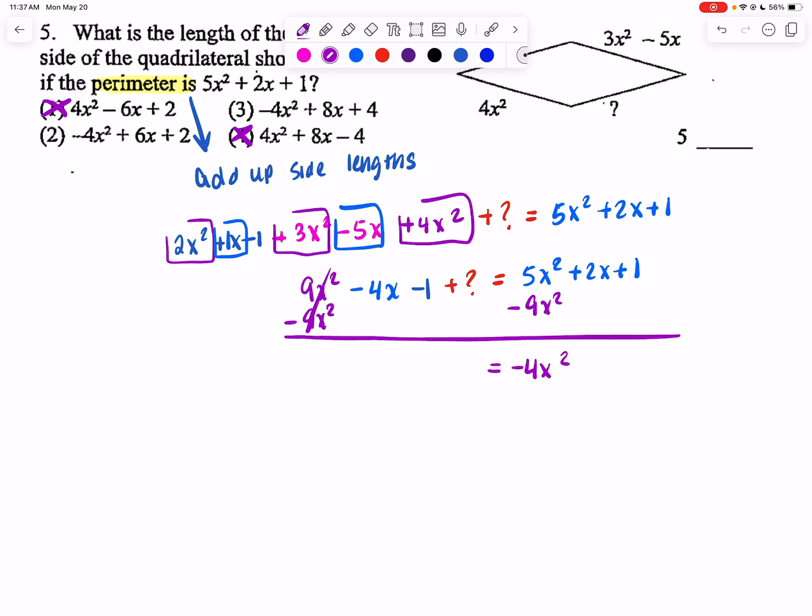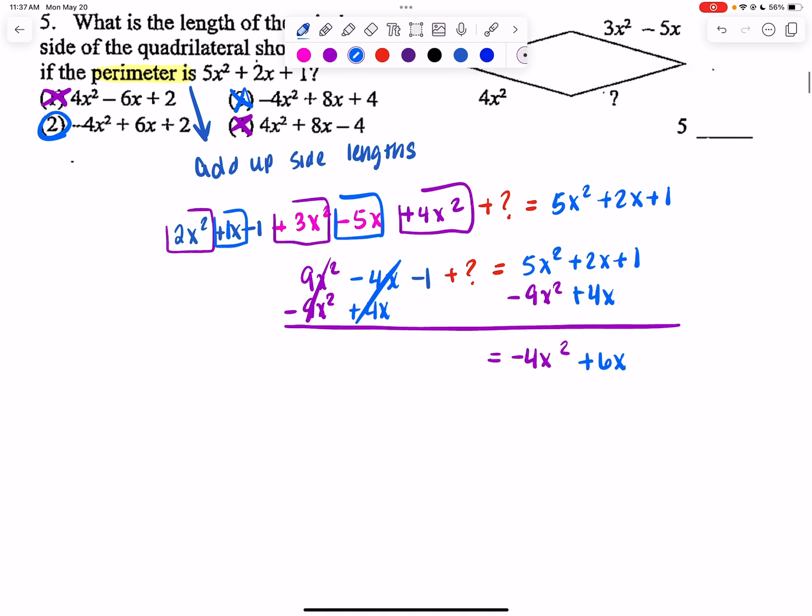Now I have to ask myself, how do I get rid of minus 4x? Well, that's a little easier. I just add 4x to both sides of my equation. So when I do 2x plus 4x, that gives me a plus 6x. So I already can tell it's going to be choice 2 based off that, because in choice 3 it says plus 8x. Now how do I get rid of that minus 1, just to final check it? That's going to be a plus 1, and we should know 1 plus 1 is 2. So that's going to be my missing side length. So it's going to be choice 2.